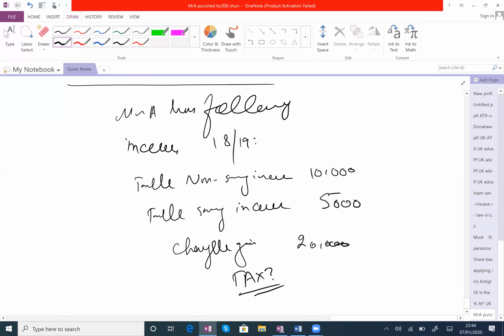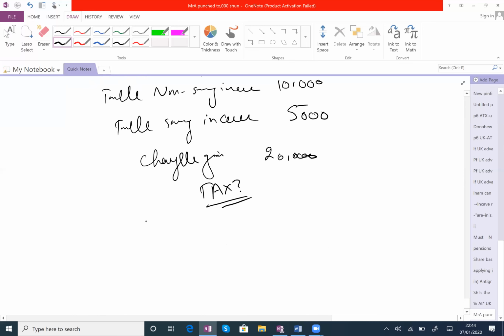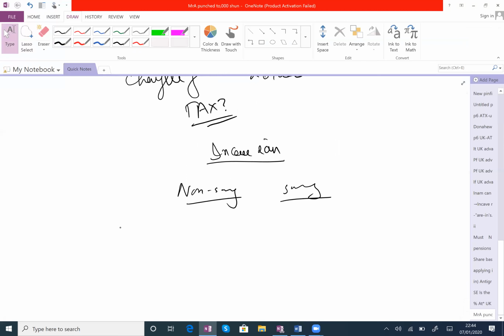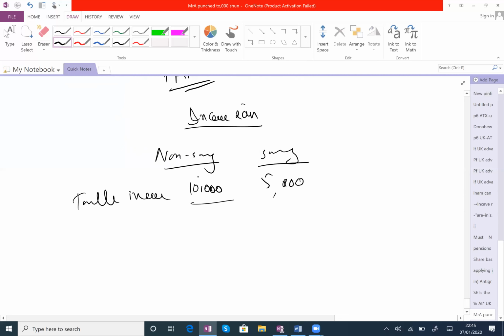Now, firstly, income tax will apply on the incomes. There are two incomes in the question, non-savings and savings income, so make two columns. Taxable non-savings income in the question is 10,000 and savings 5,000. The first 10,000 non-savings income is all covered in the basic band, rate is 20%, which is equal to 2,000.